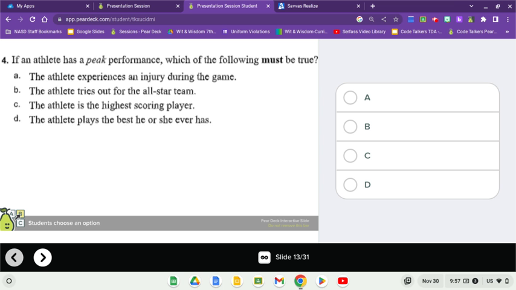A, the athlete experiences an injury during the game. Is that peak performance? B, the athlete tries out for the all-star team. Is that peak performance? C, the athlete is the highest scoring player. Or D, the athlete plays the best he or she ever has.